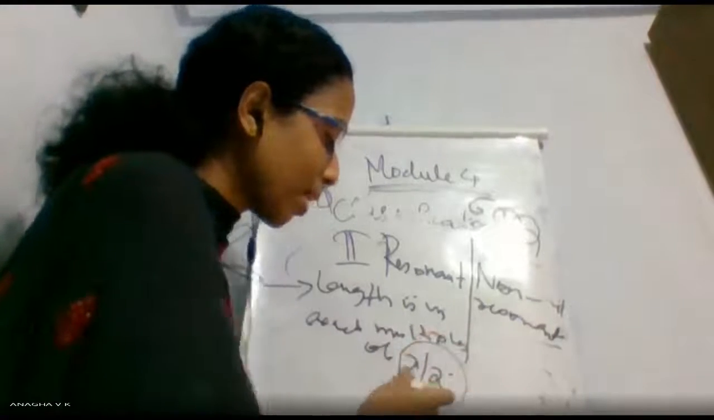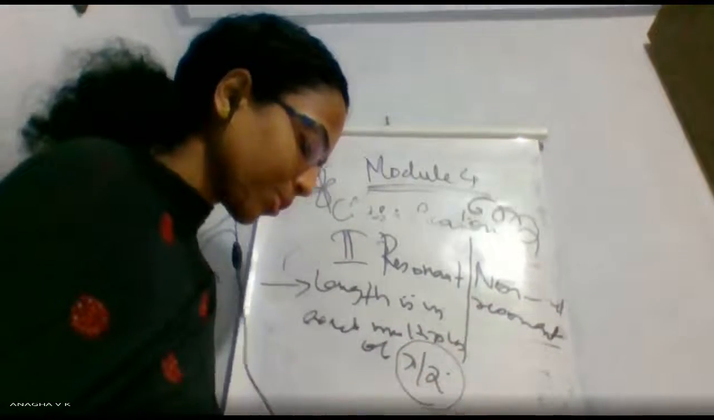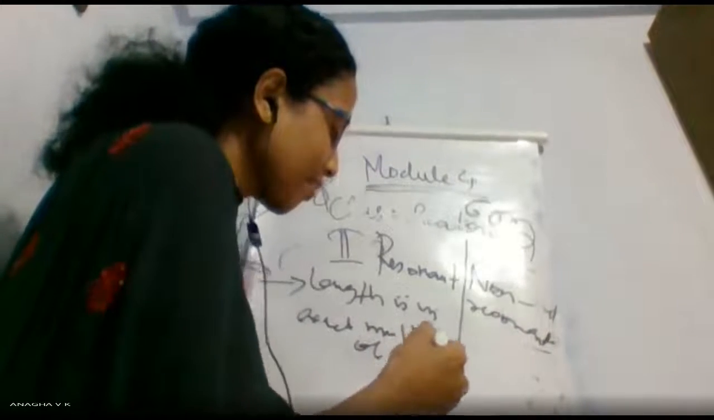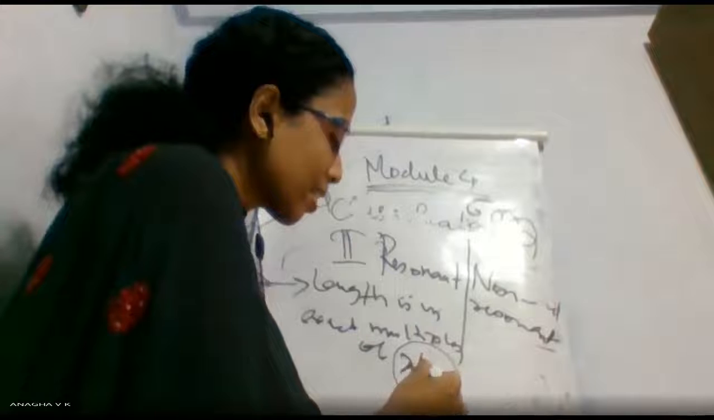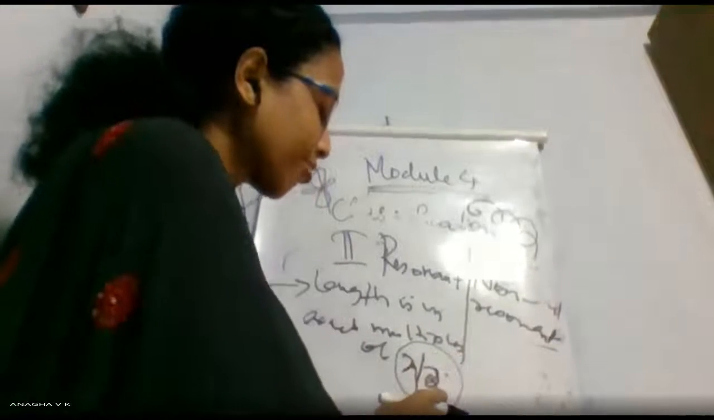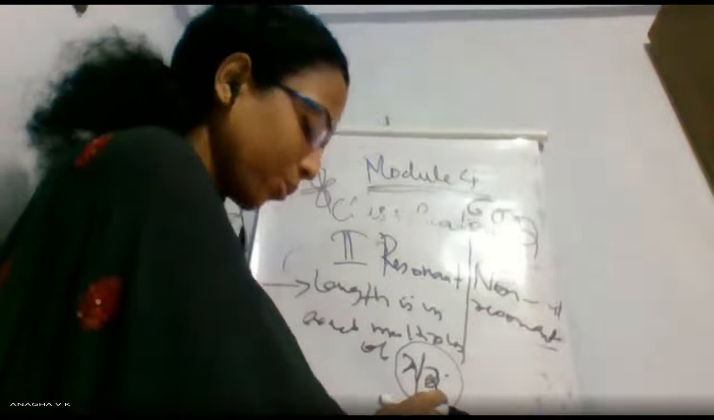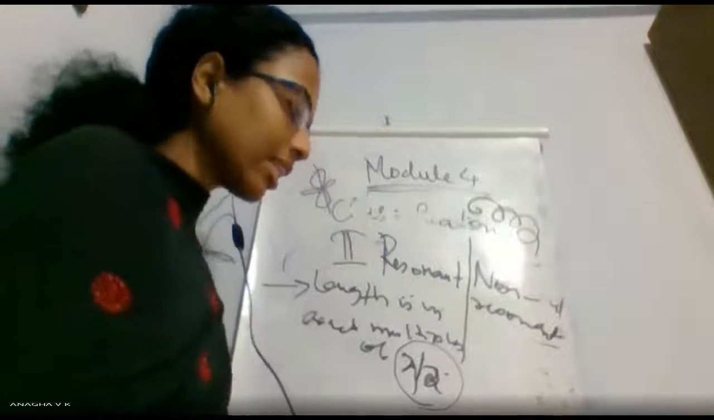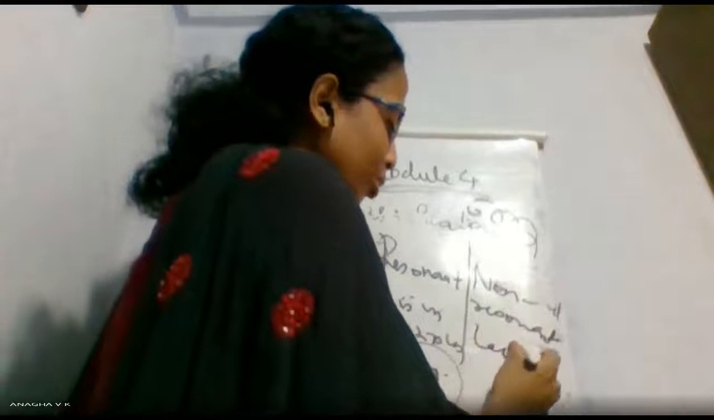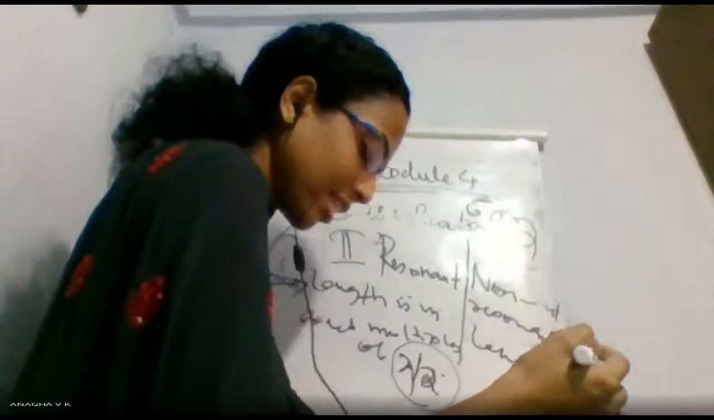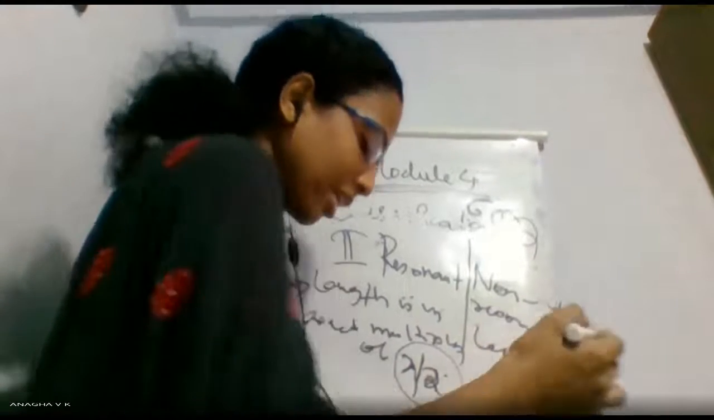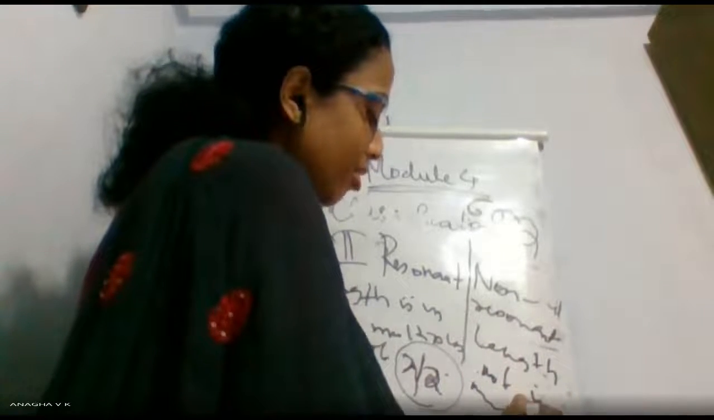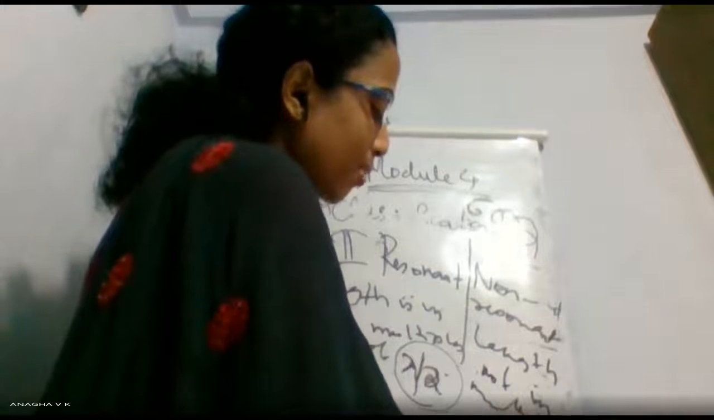Length is in exact multiples of lambda by 2. Lambda means the wavelength. If the length is other than multiples of lambda by 2, it is a non-resonant antenna. The length is not in multiples of lambda by 2.